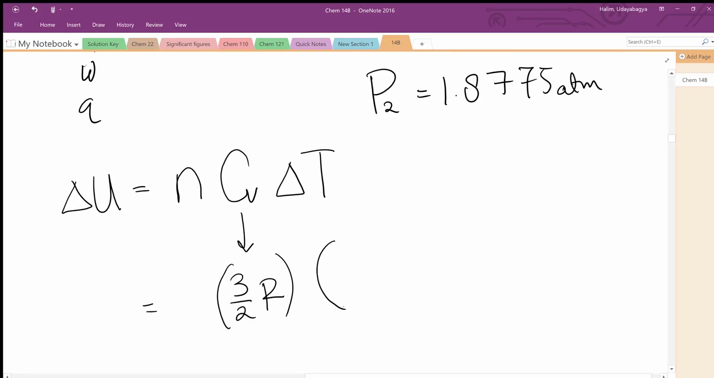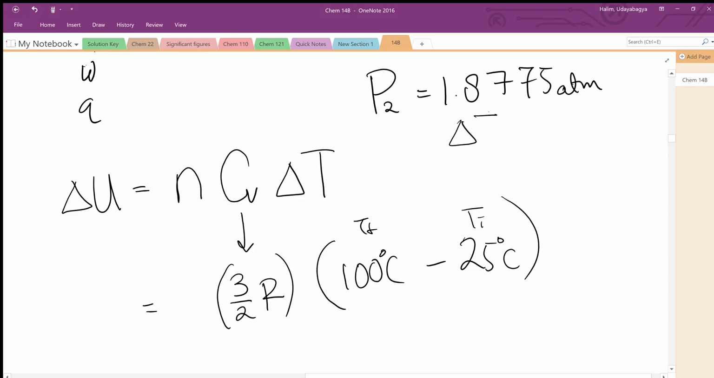And we know the change in temperature is just 100 degrees Celsius, my final temperature, minus the initial temperature. And the initial temperature is just 25 degrees Celsius. And remember, the change in temperature in Kelvin and the change in temperature in Celsius are basically the same thing, because you add 273 and then you subtract out 273.